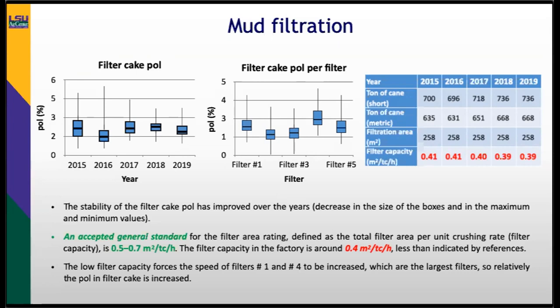And due to this short capacity, they have to increase the speed of the bigger filters that they have, filter 1 and filter 4. And you can see that the result of this is an increase in the pol of the filter cake. So in the graph in the middle, you can see the filter cake pol per filter, and you can see that filter 1 and filter 4 have the higher pol.